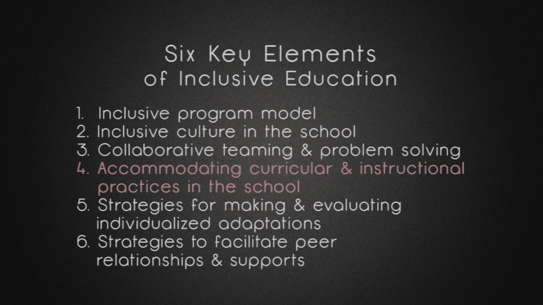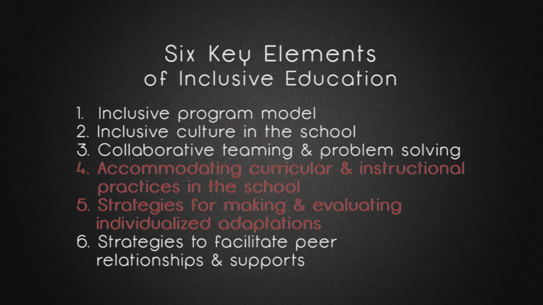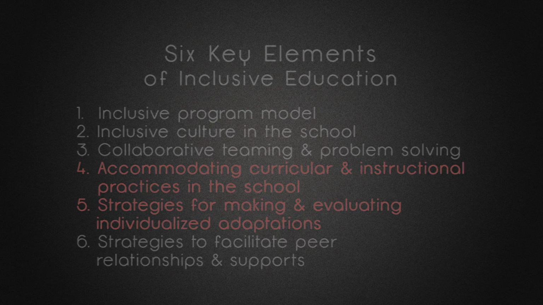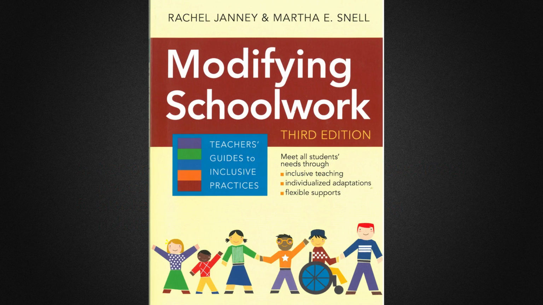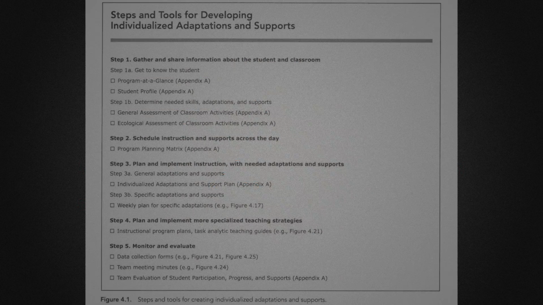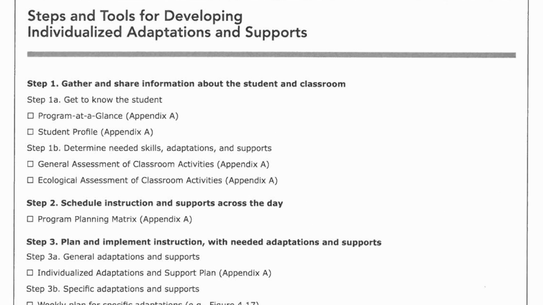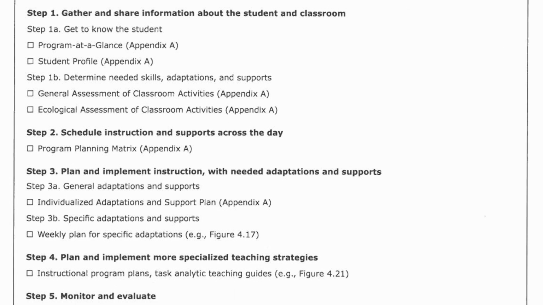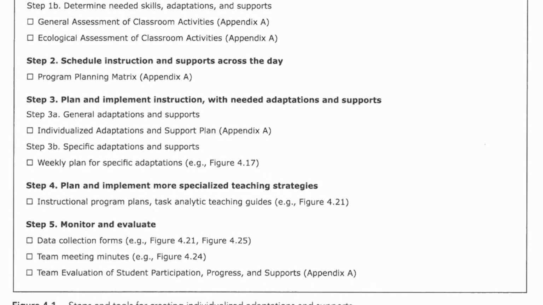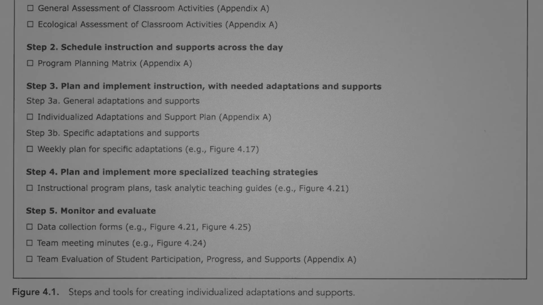Topic 6 will continue to focus on accommodating curricular and instructional practices in the school and strategies for making and evaluating individualized adaptations. We'll consider what Janney and Snell suggest in terms of planning, implementing, and evaluating individualized adaptations and supports for students with extensive needs in Chapter 4 of their book.